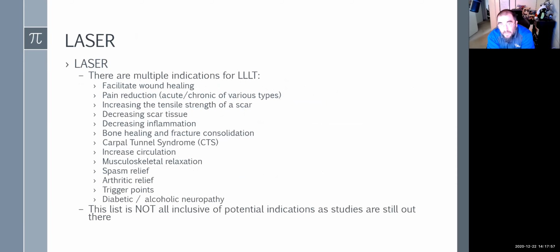Multiple indications for low-level laser therapy. You can use it for wound care, pain reduction, increasing the tensile strength of a scar, decreasing scar tissue length, and decreasing inflammation. We can do that too if it's an acute phase. Bone healing. Had some really great results with carpal tunnel syndrome. Increased circulation, musculoskeletal relaxation, spasm relief, arthritic pain relief, trigger points, diabetic and alcoholic neuropathy. And again, this list is not all inclusive because the studies are still out about this, but there are multiple uses for the laser therapy out there.